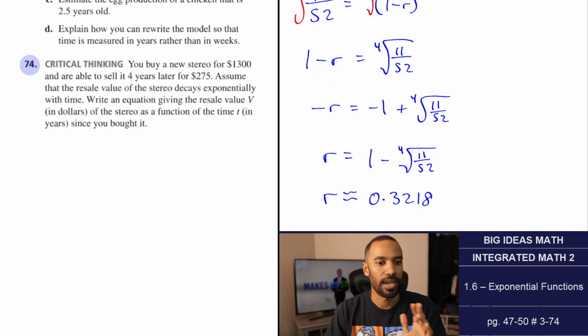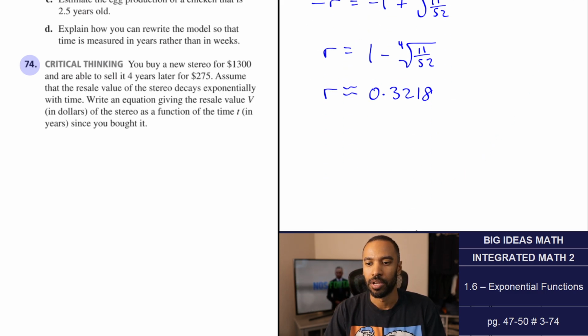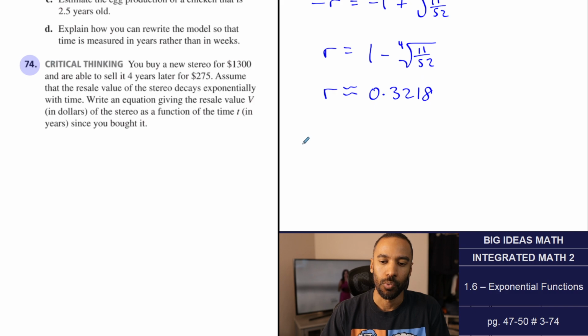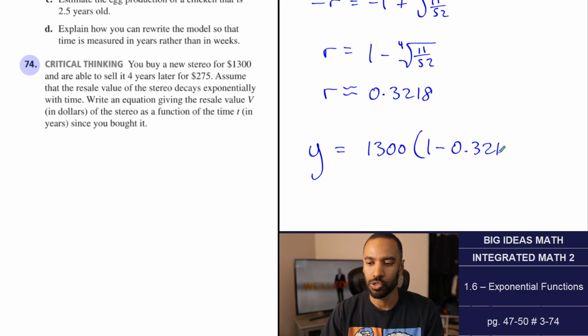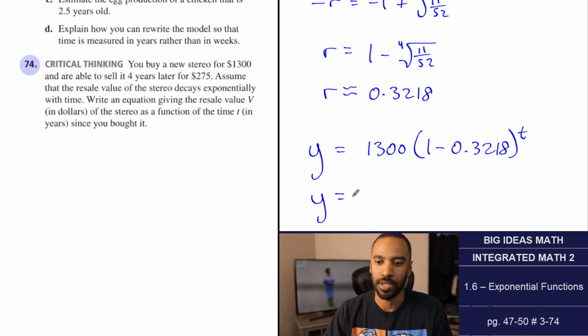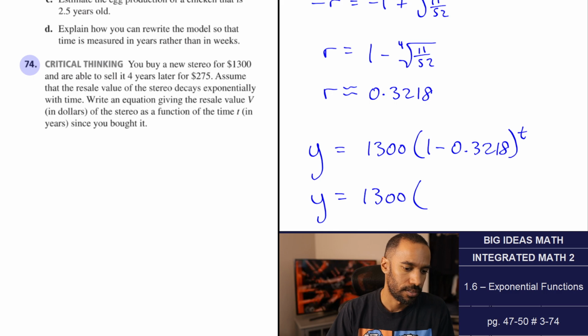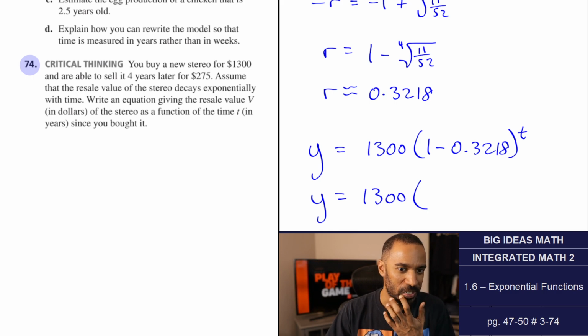Now, they say write an equation giving the resale value as a function of time. So this is the r value. As a full equation, we can now say the resale value y equals the initial amount 1,300 times (1 minus 0.3218) raised to the t power after t years. And then we clean that up, and we are going to get, I guess I never should have done that, 1 minus.